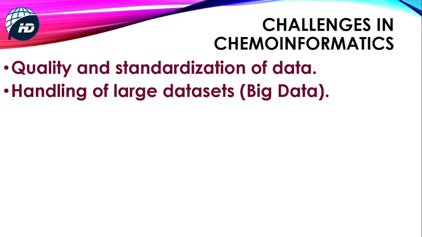Most times the structures we retrieve from some of these databases are not in 3D. Like PubChem, sometimes you see a structure in 3D, and you also see a structure in 2D. So when you download a structure in 2D, we have to use Open Babel to convert those 2D structures into 3D before we can work with them. So these are challenges in chemoinformatics.